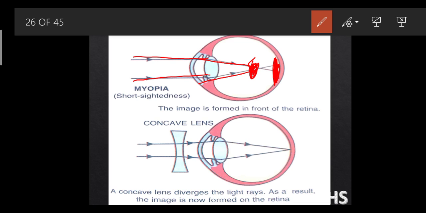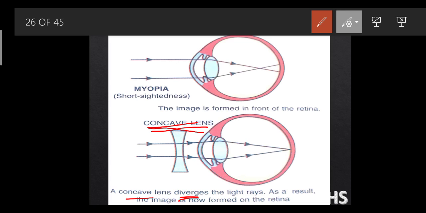So how do we correct this defect? Doctors often recommend power glasses with a minus number, using a concave lens. A concave lens means the number is in minus. Why do they tell you to use a concave lens? Because it helps in diverging the images.